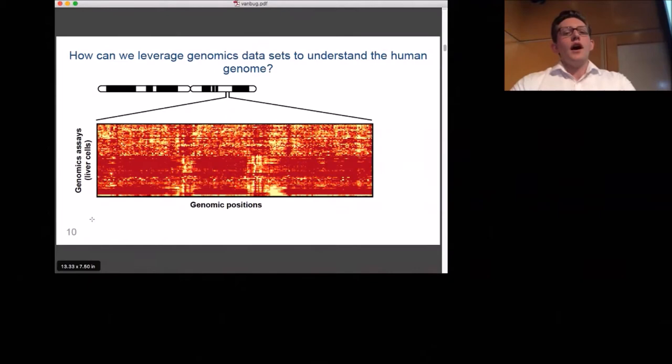We can think about all this data as basically a big matrix over the genome, where the horizontal axis is genomic positions, and the vertical axis in this figure are the different genomics assays: ChIP-seq for different targets, RNA-seq, ATAC-seq, and so on. So we have hundreds of measurements per tissue, and the genome is about 3 billion base pairs long. So we have hundreds times 3 billion values in this big matrix, and hopefully we can leverage this using machine learning approaches to improve our understanding of the human genome and how it's regulated.